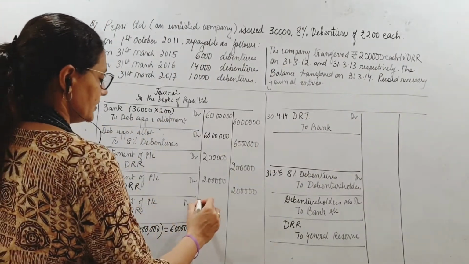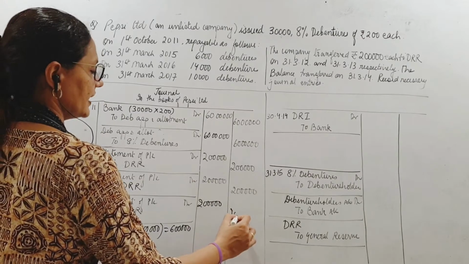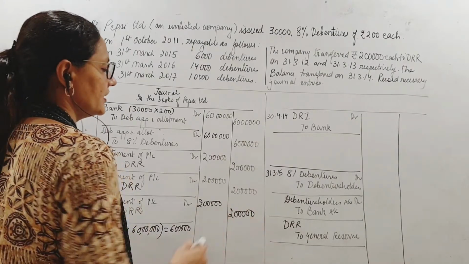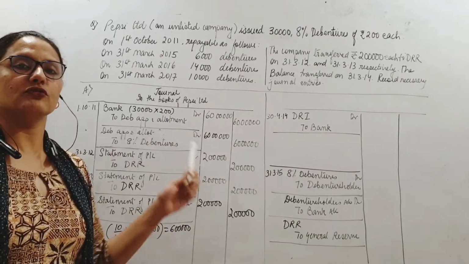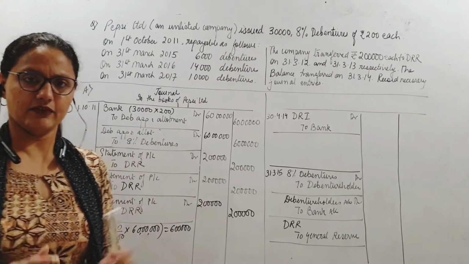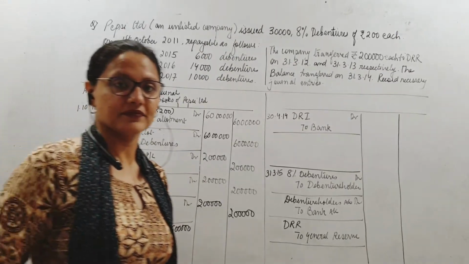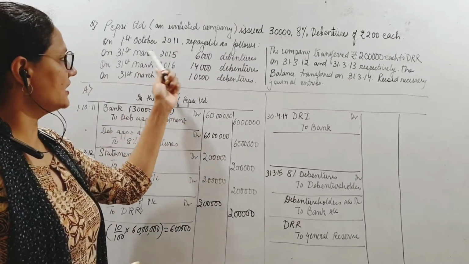So the same entry again on 31/3/14. 2 lakhs further transferred to DRR. So my DRR has come up to 2 plus 2 plus 2, 6. Okay? So DRR wise we are ready for redemption. What about DRI? The first redemption is to be made on 31st March 15.